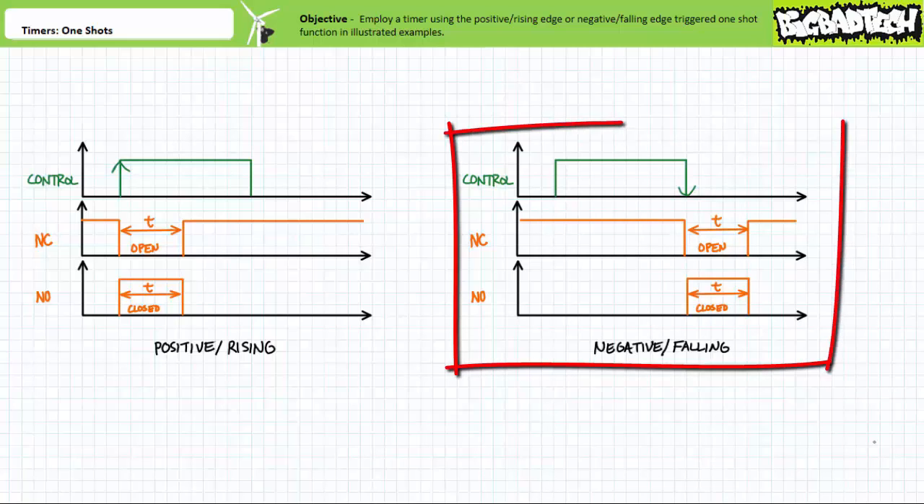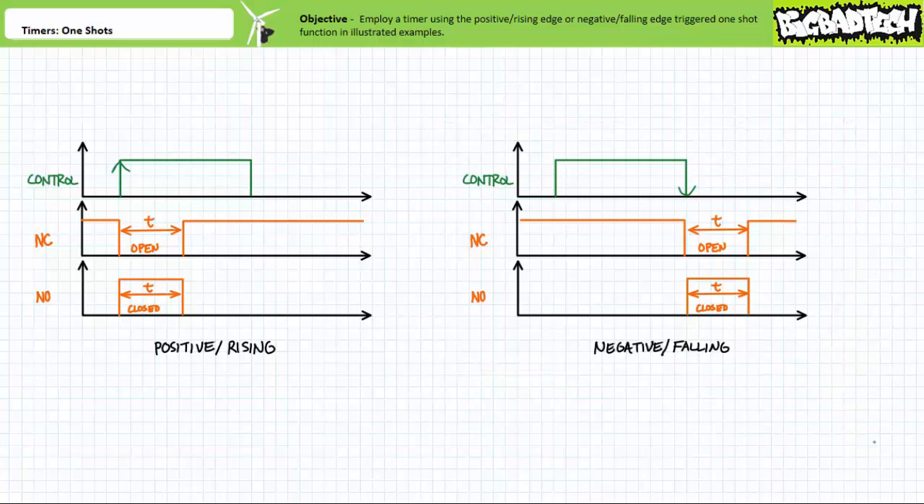Alternatively, a negative or falling edge triggered one-shot is one where the one-shot function is only enabled once for a period t on a falling or negative going transition of the controlling input. While these timing diagrams illustrate the one-shot function in its simplest form, the truth of the matter is that not all one-shot timers are this simple. One-shots often necessitate external power and come with a slew of handy features.